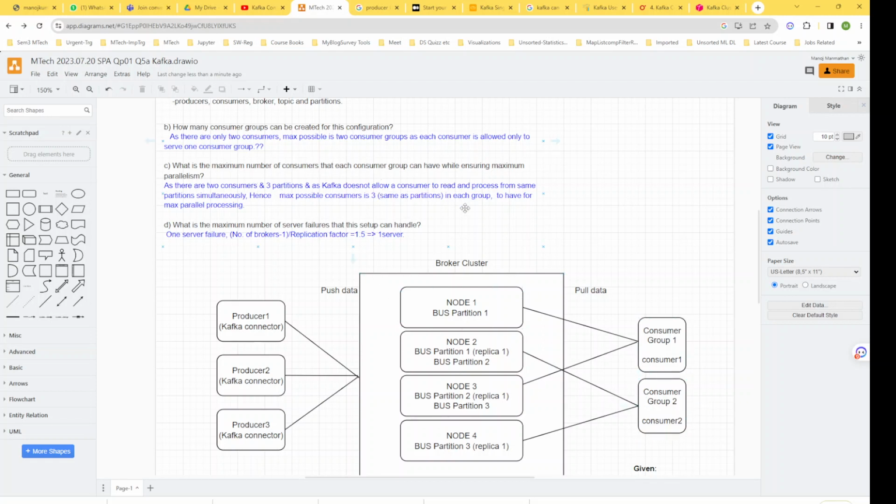Here they have mentioned what is the maximum number of consumers that each consumer group can have. So we can have 3 each. That's what I mentioned here. That's what I think Janardhan was saying, right?